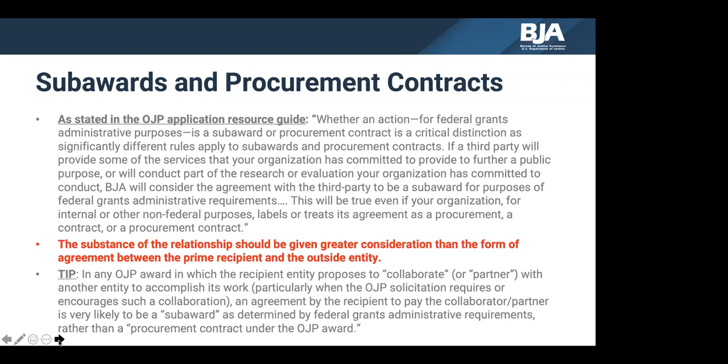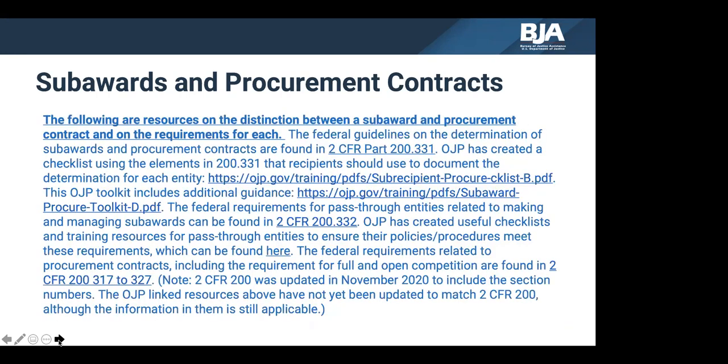It is important for you to properly categorize subawards versus procurement contracts in your budget. I won't read all of the text on this slide, but it explains that there are crucial differences between the two that impact grant administrative requirements. For example, a procurement contract requires full and open competition, while a subaward does not. Additionally, with procurements and contracts, you should carefully review the resources linked on this slide, and if there are any questions on how you should categorize a particular cost, please consult your agency's legal counsel.